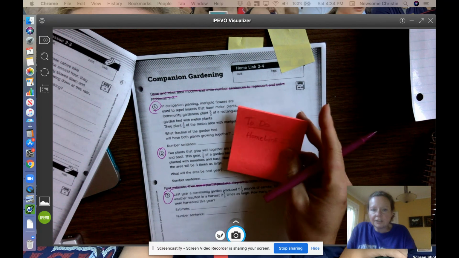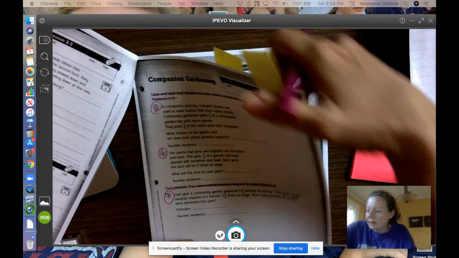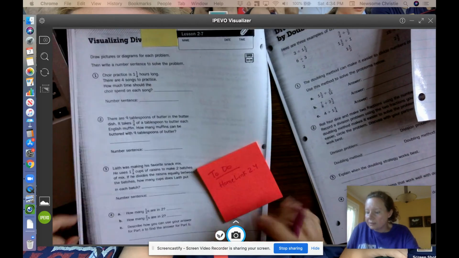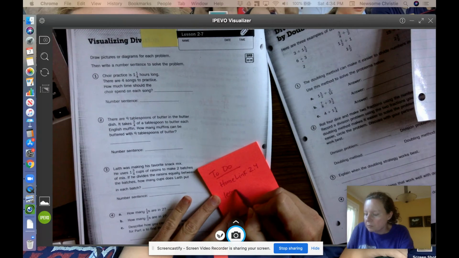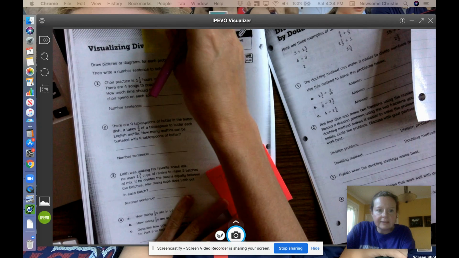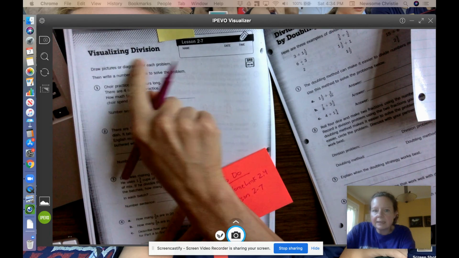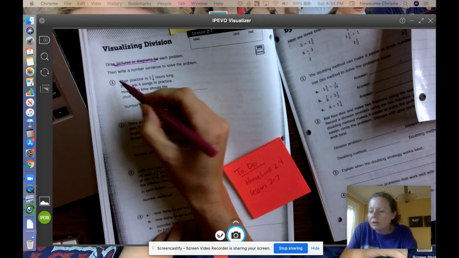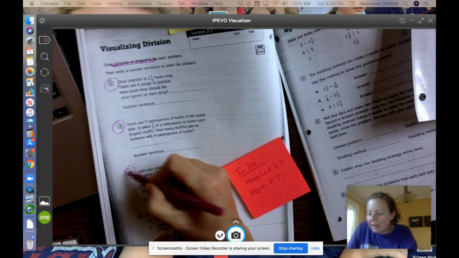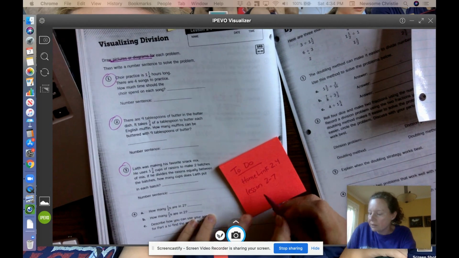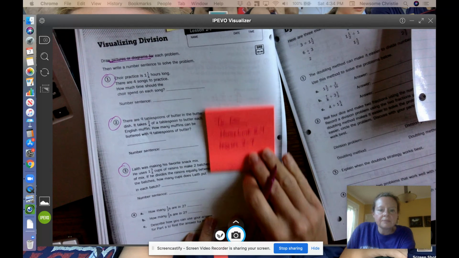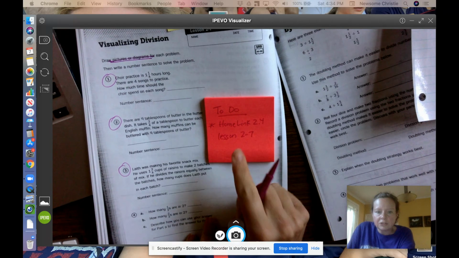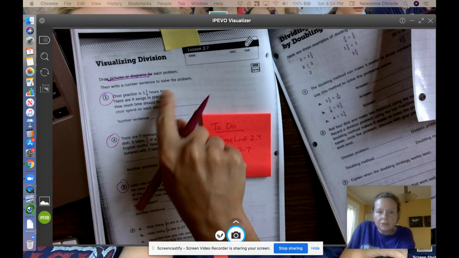And I'm making your to-do list right here. And then to practice division, I'd like you to flip over to lesson page 2.7. This page is called Visualizing Division. And again, I don't need you to draw pictures or diagrams. We're just using it to access some extra problems, okay? So on each of these, HomeLink 2.4 is all practicing multiplication. Lesson page 2.7, which is this one.